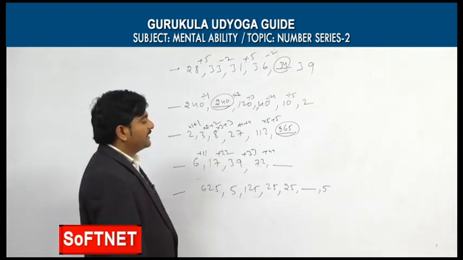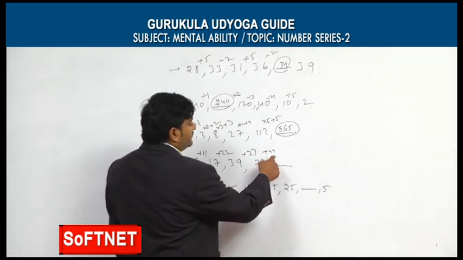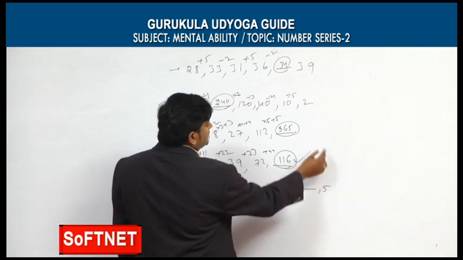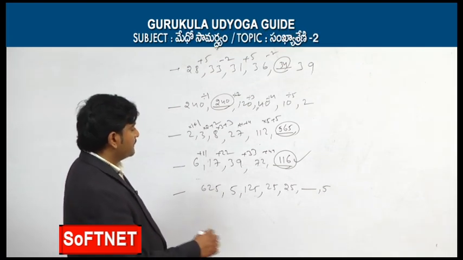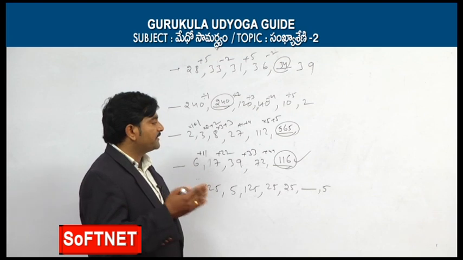+44. 72 plus 44, how much? So it is obviously 70 plus 40 110, 2 plus 4 6. Therefore 116 is our required answer. Okay, that is the concept. +11 +22 +33 +44 and so on.